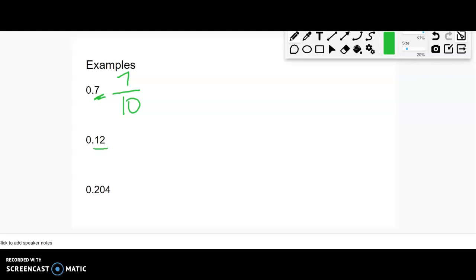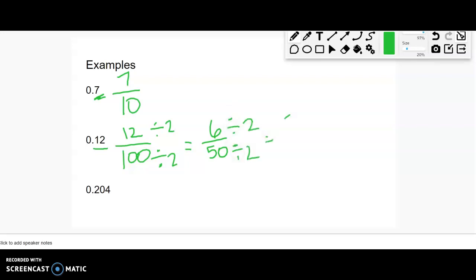All right, let's look at the next one. How would I say it? 12 hundredths, because it ends in my hundredths place, so I know it's going to be 12 over 100. Again, it ends in the hundredths place, 100 is my denominator. The number that's there just goes in my numerator. Can I simplify it? Yes, I can. I know I can divide them both by 2 at least, because they're both even. So I get 6 over 50. Can I simplify it again? Yes, I can, because they're still both even. So I can divide them both by 2 again. So I get 3/25. Can I simplify it again?